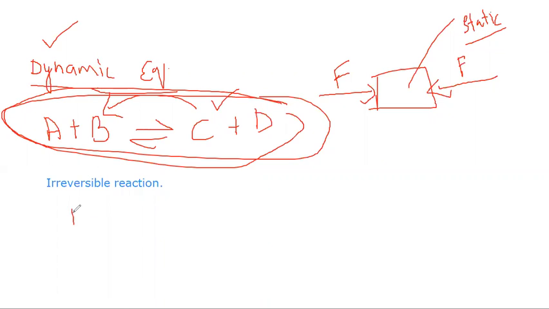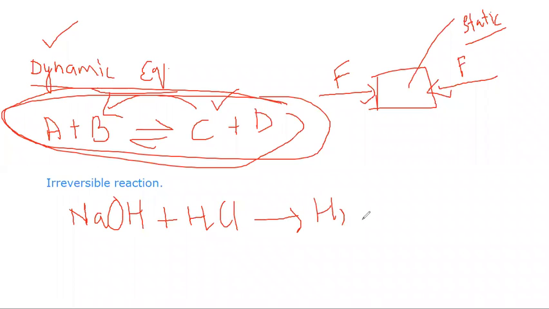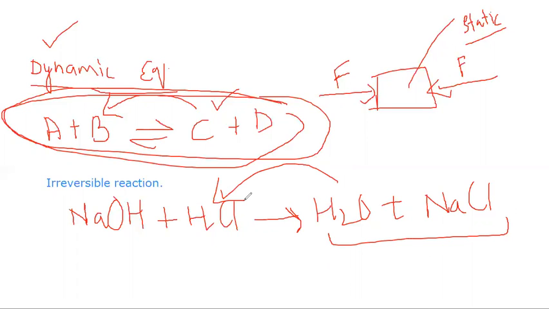For example, you are doing a neutralization reaction. As you know, a neutralization reaction is a reaction between base and acid. Products are water plus salt. This is an irreversible reaction. You cannot change this water and salt into acid and base. So those reactions in which you cannot convert the products back into reactants, this type of reactions are called irreversible reactions. This is the example of a neutralization reaction.